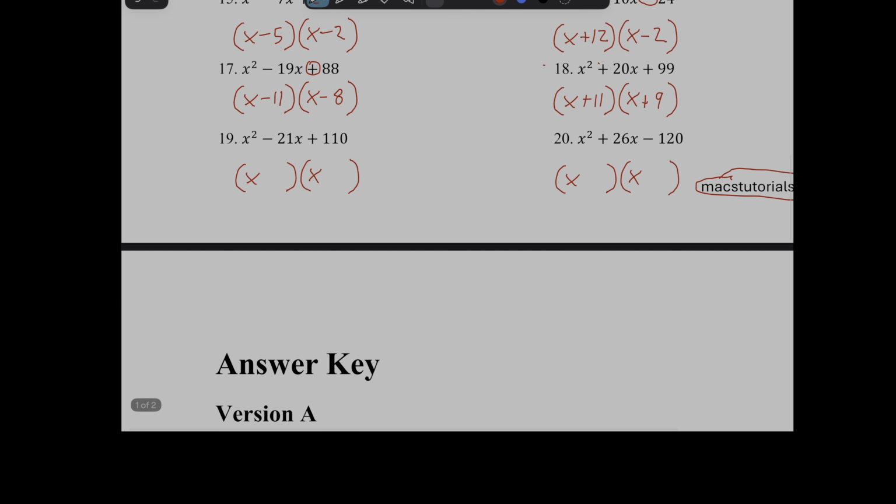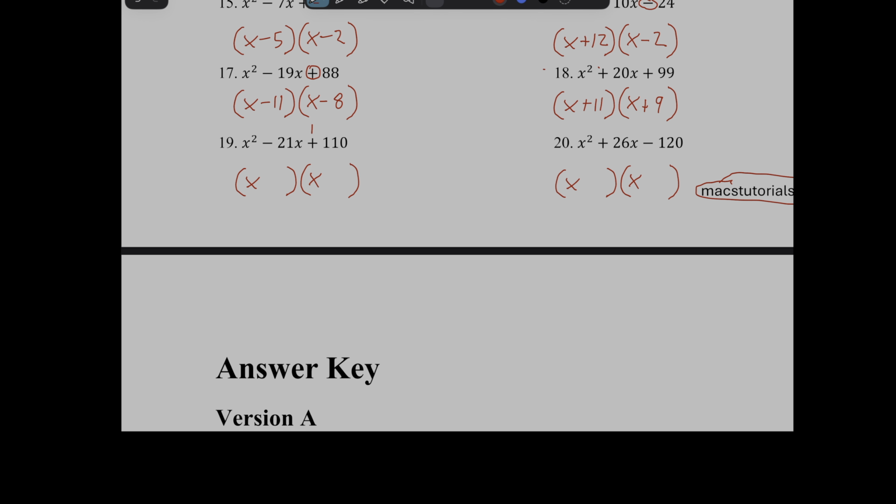That works. Number 19, third term is positive. Signs are the same. Take the sign of the middle number, so it's going to go minus minus. What multiplies to 110 and adds to 21? That looks like 11 times 10. Yes, it is. 11 times 10, you multiply it, you get 110. You add it, you get 21.